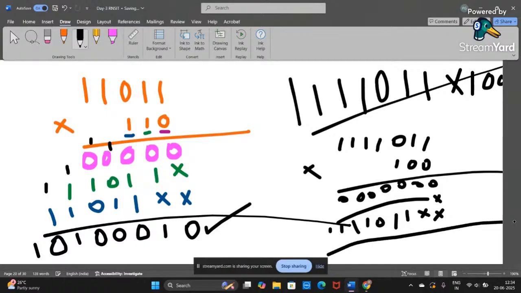So adding all this, the answer for this is very simple. So the answer will be 1. You can calculate, the answer will be 1 1 0 1 1 0 0.